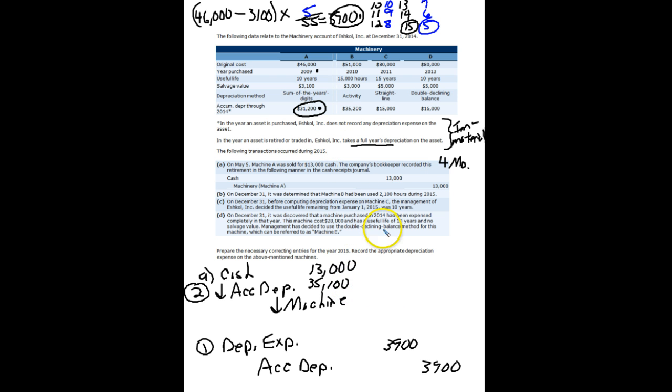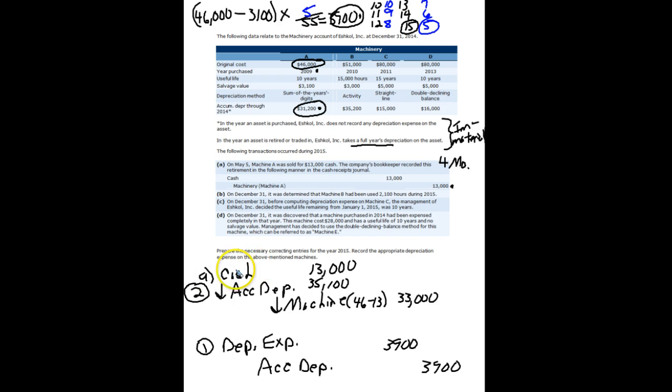The machine account, well, they've already credited it $13,000. They should have credited a full $46,000. So 46 minus 13, we need to credit that another $33,000. Okay. So they've already credited 13. We need to credit it another 33 to get the full 46,000. Okay, and then we're just going to figure out.